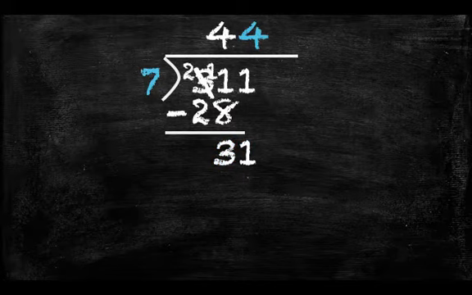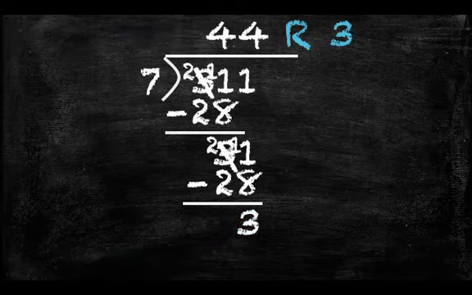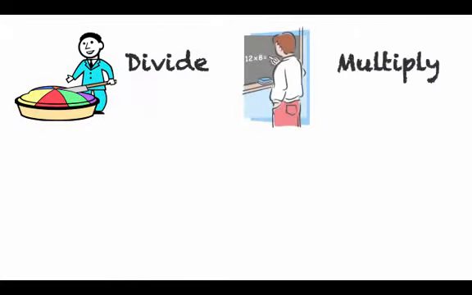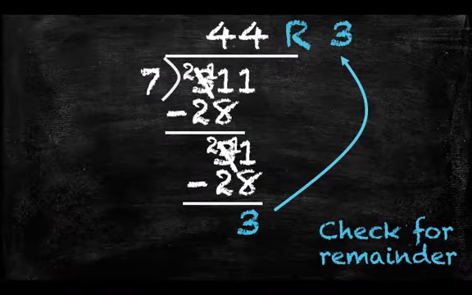I multiply like I did before, and then the quotient, that's the answer, is 44. 3 is the remainder, that's a number when you're done, that you find is left over. For the rest of my answer, I write R3, that's how we do when you divide with me. Divide, multiply, subtract, bring down, check for remainder.